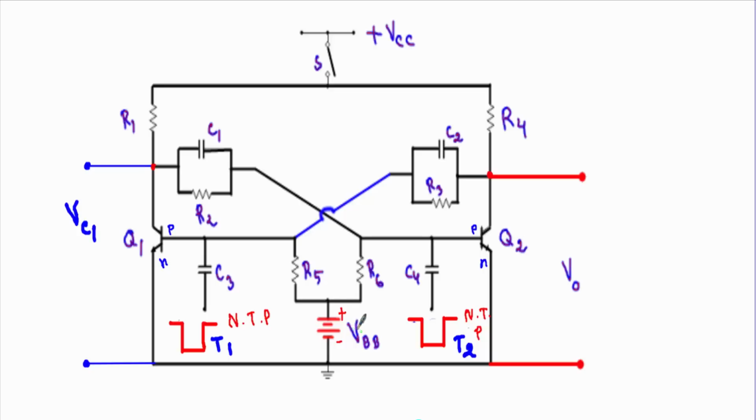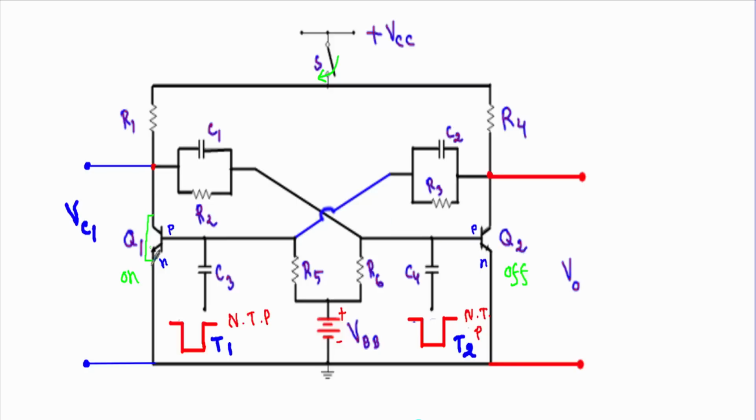That means this VBB is trying to drive the base to emitter junction of both transistors Q1 and Q2 into forward bias. Therefore, if I supply this plus VCC by closing the switch S, both of these transistors Q1 and Q2 will try to turn on, but due to the doping difference, one of them will turn on first. Let's say transistor Q1 is turned on before Q2. That means initially transistor Q1 will be in on state, and transistor Q2 will be in off state.